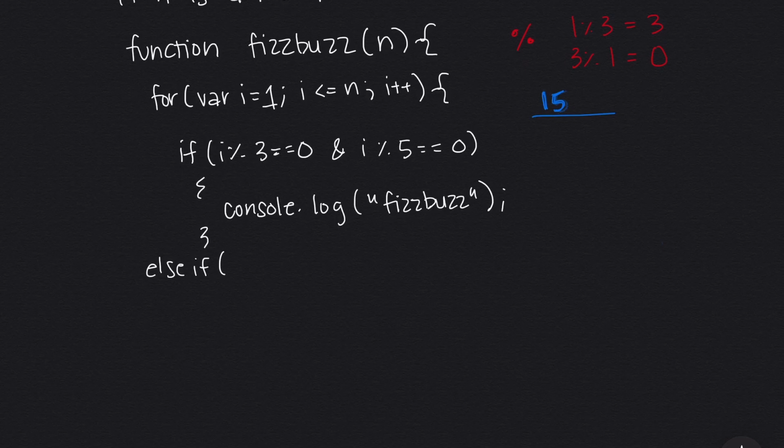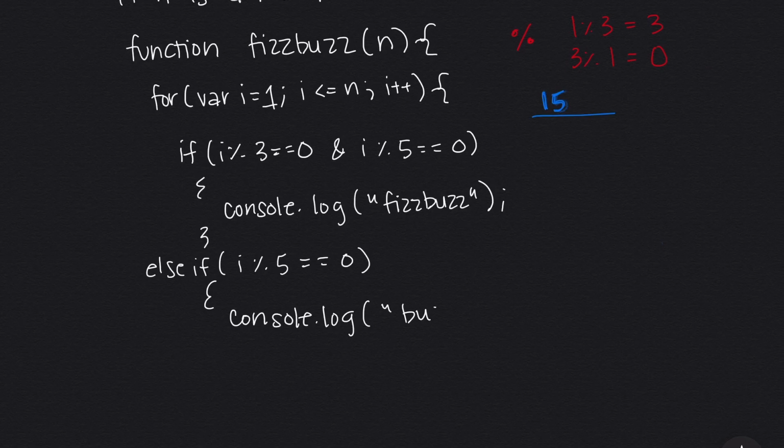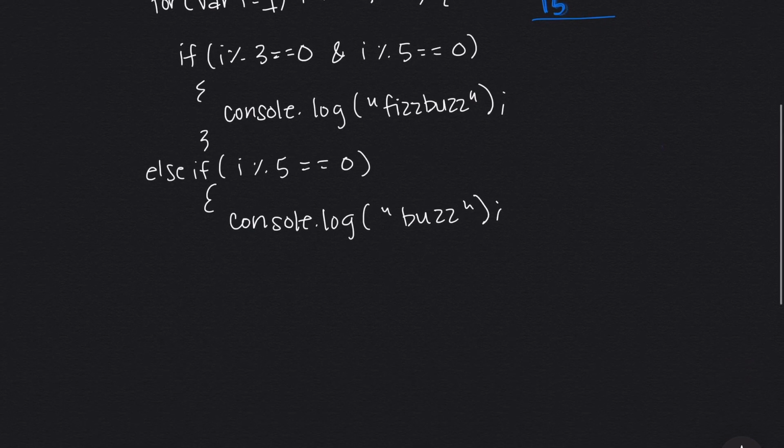All right, so next we can check if i mod 5 is equal to 0. And if it is, then we want to console.log "buzz". And it doesn't really matter what order you put these in at this point. For the 3 and the 5, it doesn't matter because it's either going to be a multiple of both or a multiple of either one.